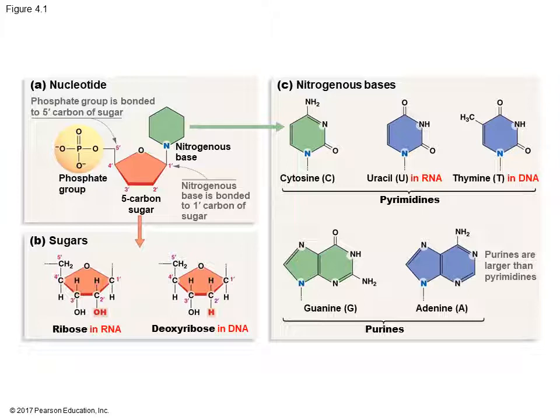Now if you look at part B, the sugars, you can definitely see the differences in sugars between RNA and DNA. Notice that ribose has an OH group at the 2' carbon, whereas deoxyribose only has a hydrogen connected to the 2' carbon. And then in part C, when we look at the nitrogenous bases, you can see the differences between pyrimidines and purines. Pyrimidines are single ring structures and purines are double ring structures. And remember, cut the pie, pure as gold.